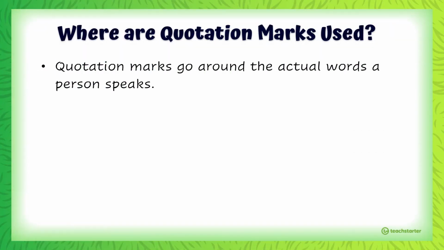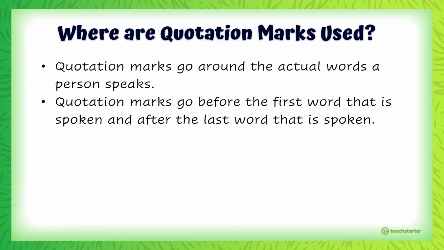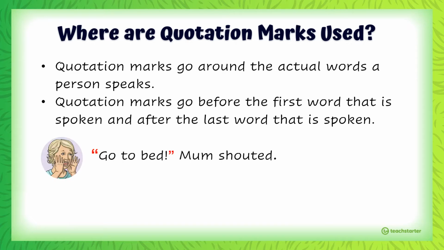Quotation marks go around the actual words a person speaks. Quotation marks go before the first word that is spoken and after the last word that is spoken. In this example, can you see the word? You can see Mum saying, "Go to bed." The 66 goes before the word go and the 99 goes after the word bed.